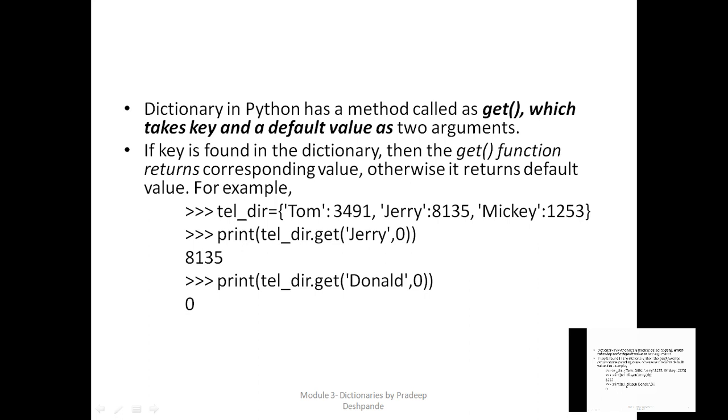Next, check this one: print telephone directory get of Donald. The Donald key is not available in the dictionary, so it will return the default value. So the get method takes 2 arguments, a key and a value. If that particular key is present in the dictionary, it returns its value, otherwise it returns the default value.